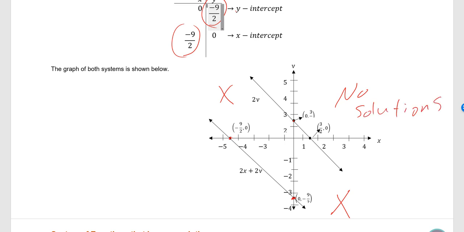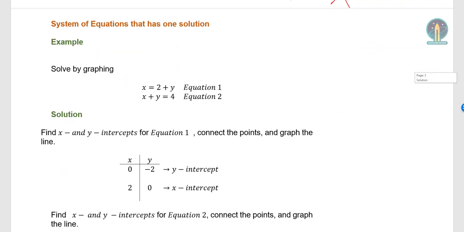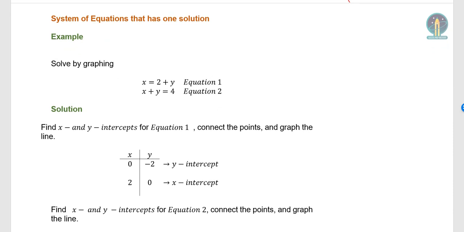Okay, because these two lines are parallel. Let's look at another example for a system of equations that has one solution. So solve this by graphing. Equation 1 is x equals 2 plus y. Equation 2 is x plus y equals 4.